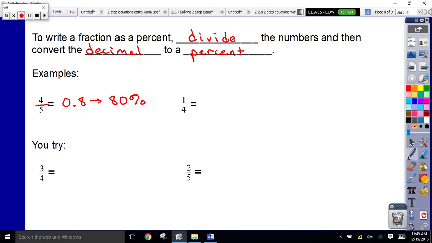Okay, let's do 1/4. Casey, can you take us through the process for 1/4? What does that become in the decimal? Good, 0.25. And what percent would that be? You want to move the decimal over 2 places to get the percent. We just want to move it over 2. What do we have?